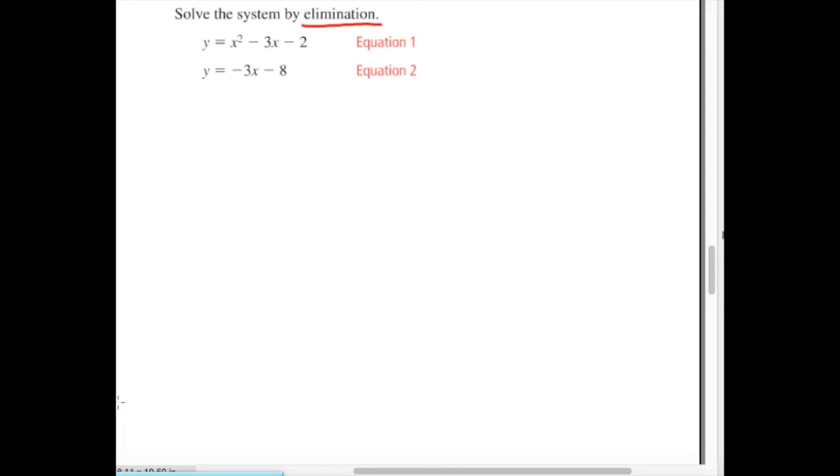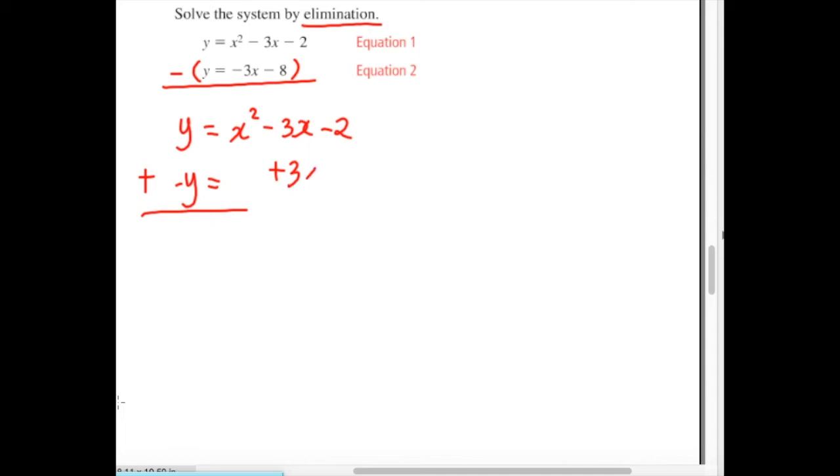For the last question for this lesson, we have to solve the system by elimination. So this is another method of solving systems of linear equations or nonlinear equations. Because the coefficients of the y terms are the same, you do not need to multiply either one. But what I'm going to do here is multiply the bottom one by negative 1 so that it cancels out, because I like adding then subtracting. So we rewrite the first equation, y equals x squared minus 3x minus 2, and then distribute negative 1. So you have negative y is equal to positive 3x plus 8. I just align them so that like terms are underneath each other. So the y's will cancel out when you add them.